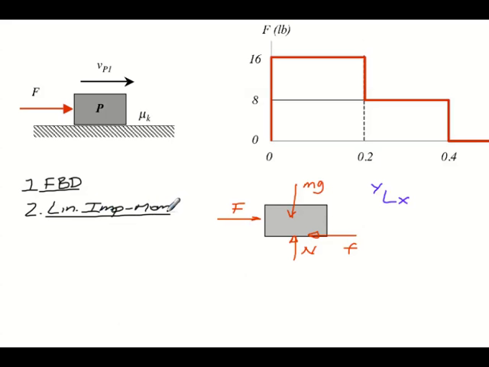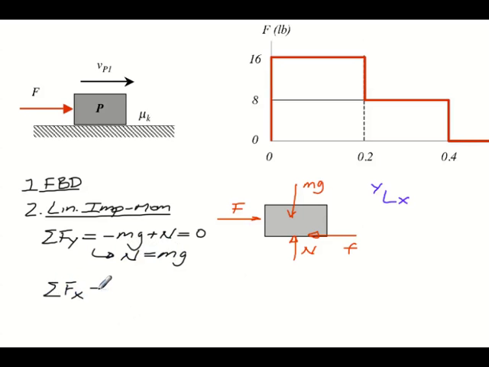But the first thing I'm going to do is sum forces in Y. As this block moves along to the right, we have negative mg plus N. And since it remains moving along a horizontal direction, its acceleration is 0. So what we get here is that the normal contact force is mg. Now we'll apply the impulse momentum equation in X.